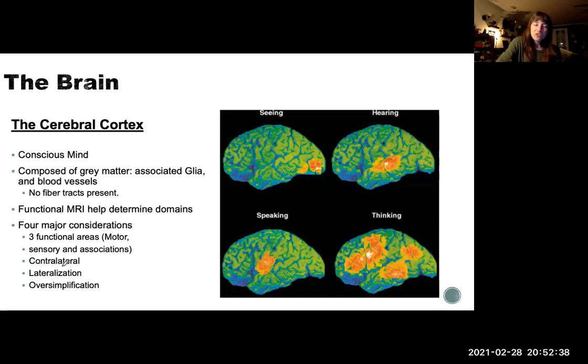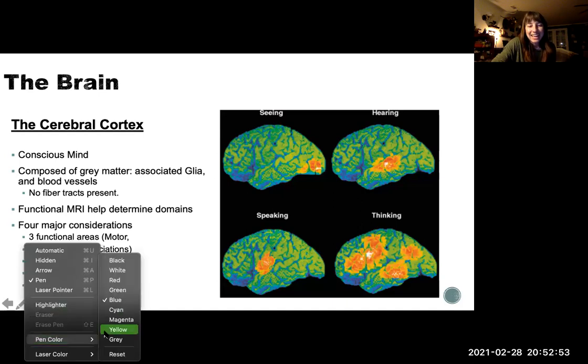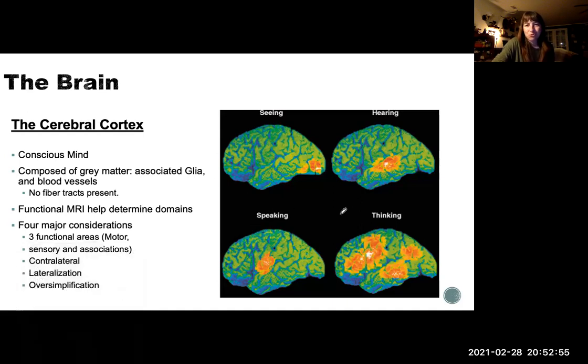All right, so it's contralateral: the right side controls the left side, and the left side controls the right side. Lateralization just means that each side of the brain, each hemisphere, controls slightly different things. And again, all of this information is grossly oversimplified, right?